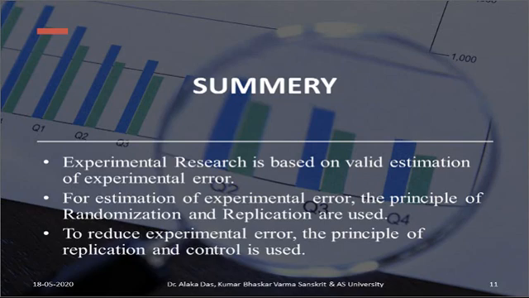So in summary, it can be said that experimental research is based on valid estimation of experimental error, and for estimation of experimental error, the principles of randomization and replication are used, and to reduce experimental error, the principles of replication and control are used.